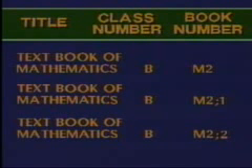For the second copy, the class number is B and the book number is M2:1. M2 stands for 1982 and (1) stands for second copy. For the third copy of the book, the class number is B and the book number is M2:2. Here, M2 stands for 1982 and (2) stands for the third copy.